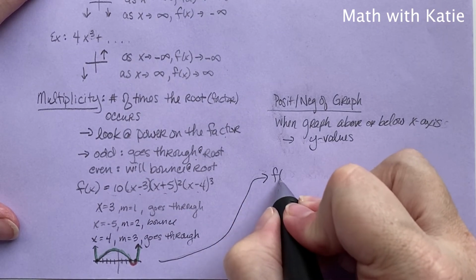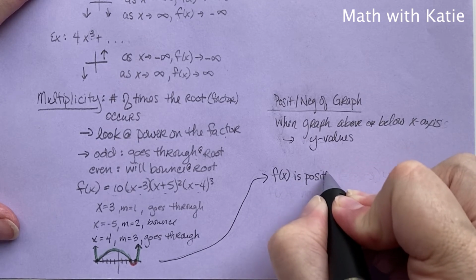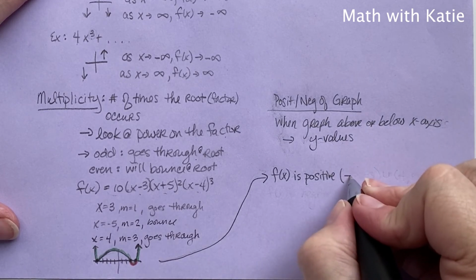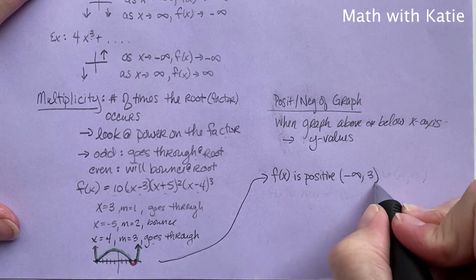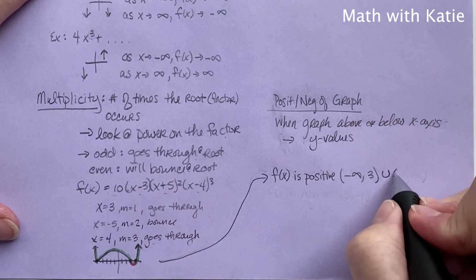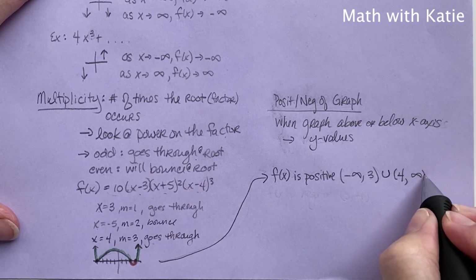Okay, so f of x is positive or above the x-axis for the x values of, okay, so it goes from negative infinity, right? And when does it turn red? Here, 1, 2, 3, positive 3. Union, because it goes back up again at our root of 4. And then it's going to stay positive, so positive infinity.